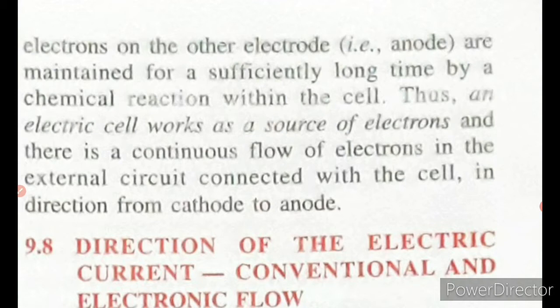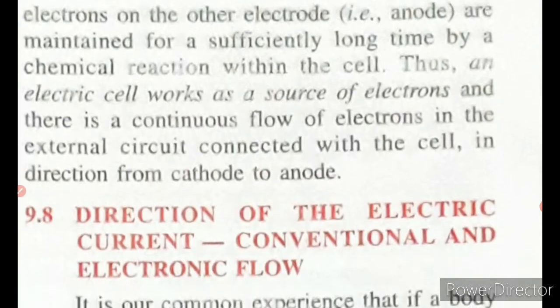So this is how the electrons move from one end to the other. The things required for electrons to move are that one substance should be negatively charged and the other positively charged, for a longer duration of flow, and this can be maintained with the help of a chemical reaction. Now, the direction of flow of electric current, conventional and electron flow, you have already studied.